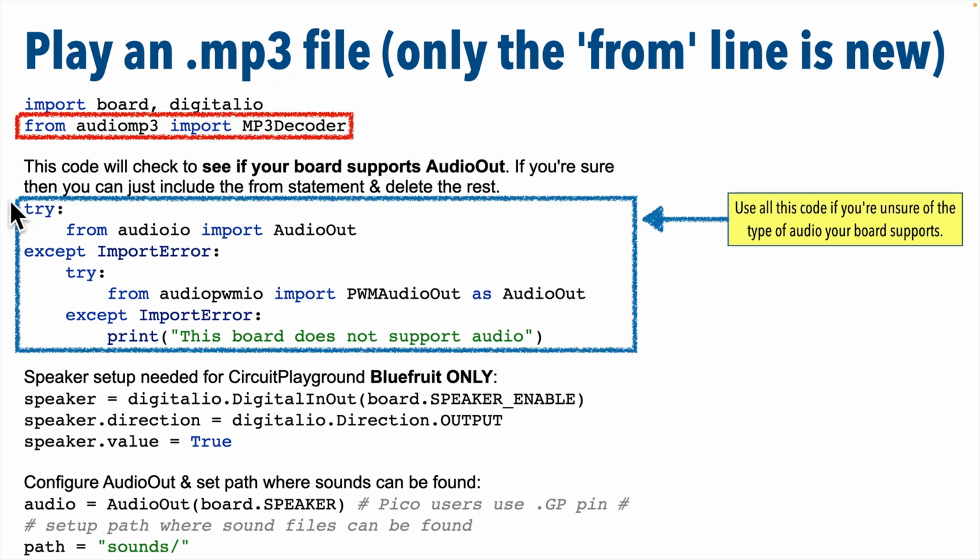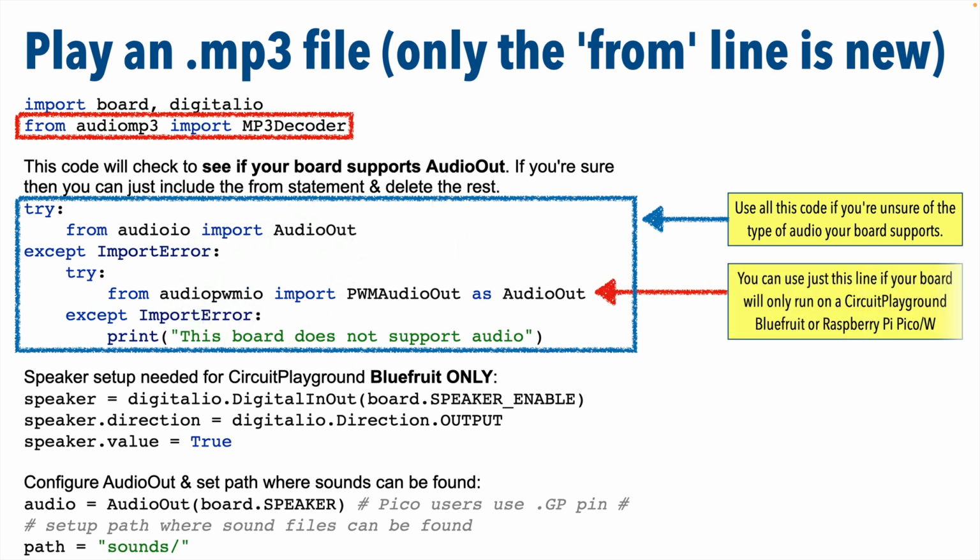In our WAV lesson, I pointed out that this block of 7 lines of code allows our code to be more portable, so if you don't know which type of audio you support, audioio or audiopwmio, this block of code can figure it out for you. But if you know you're only going to be running your code on a Pico or a CircuitPlayground Bluefruit, you can actually just include this line that I'm pointing to with a red arrow.